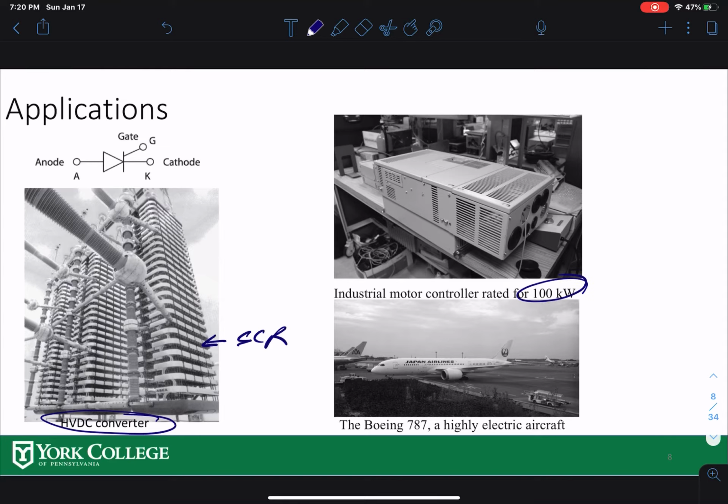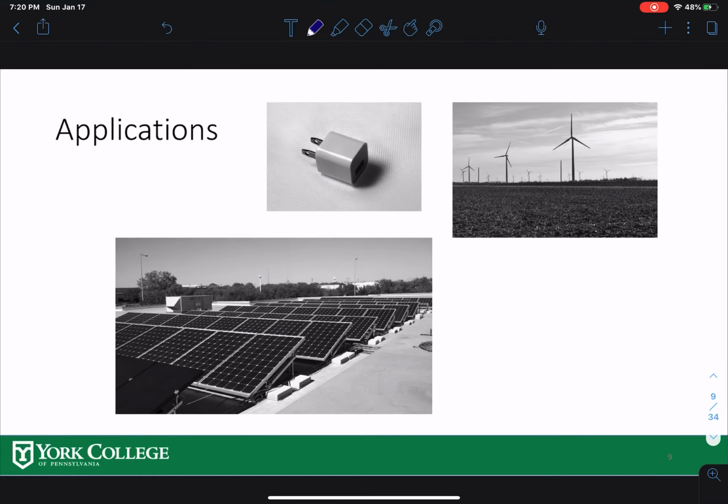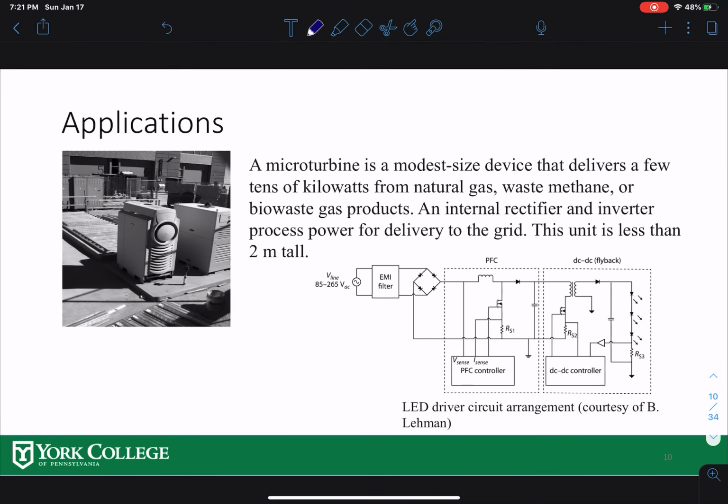And aircraft, like the Boeing 787, is the most electric aircraft Boeing has made. So that is one of the applications in aircraft. As I said, for other applications like your iPhone charger, I mentioned before, it is coming from 120 volts here, and depending on what iPhone you have, you're getting 3 to 5 volts, right? So look at that. This small thing is changing 120 volts to your 3 to 5 volts. And wind, as I mentioned before, solar. So those are all applications of power electronics.